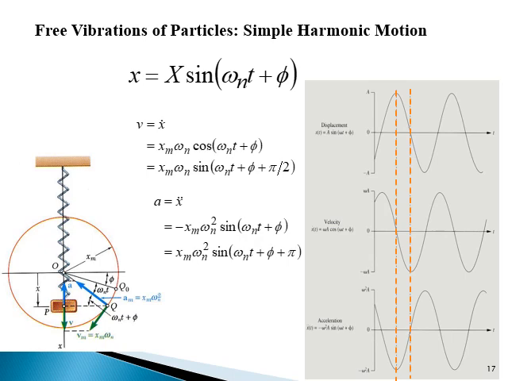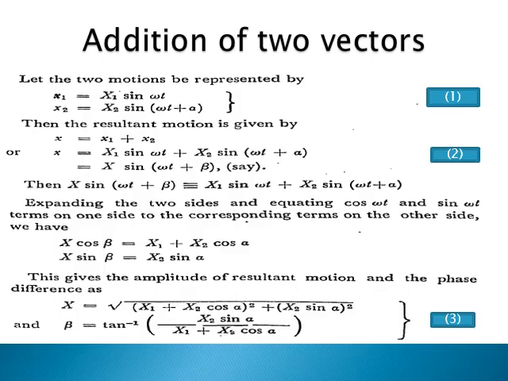So the displacement vector is x sine omega t, the velocity vector is 90 forward of this, and the acceleration vector is 90 forward of velocity, or 180 forward from x. The angle and amplitude can be calculated from this.